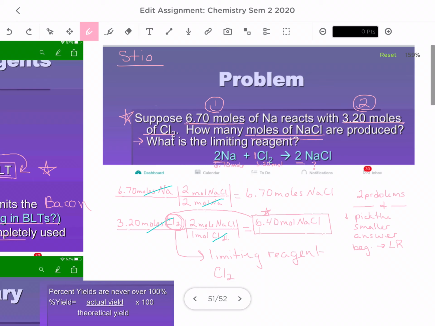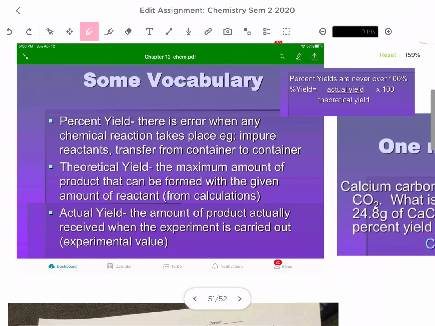Now, one more little itty bitty thing I want to teach you guys before this chapter is over. It's something called percent yield. I gave you the formula for percent yield right here. The percent yield is the actual yield over the theoretical yield times 100. And that just leaves what on earth is theoretical yield and actual yield.